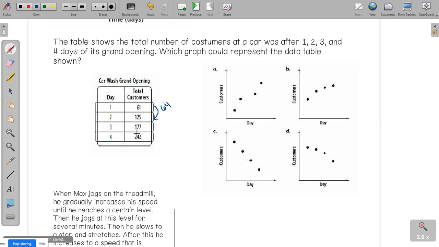In day 3, we had 177 customers. What's the difference between day 2 and day 3? That would be 52. In day 4, we had 242 customers. So what's the difference between day 3 and day 4? That would be 63. So let's look here. Day 1 through day 4, we are increasing the number of people. So this graph is increasing.